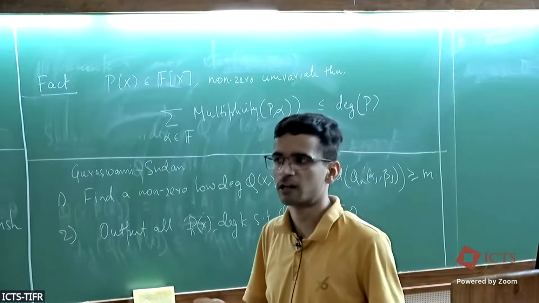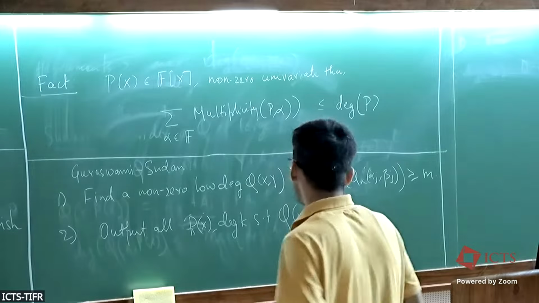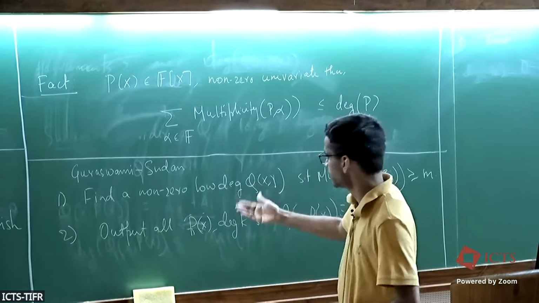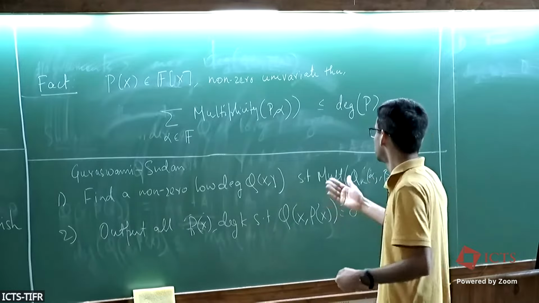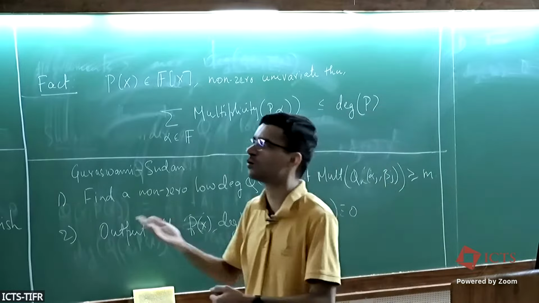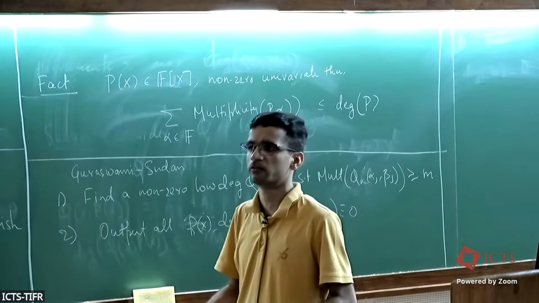So where is the gain coming from? The gain comes from the fact that, because they have interpolated a Q with stronger structure, they will be able to argue more about Q of X comma P of X at every point of agreement.